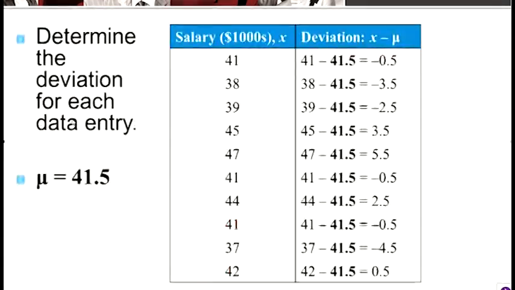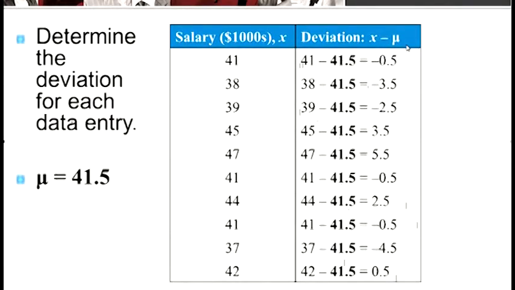And then the deviation for each data entry would be that individual value minus the mean, which gives a deviation, in this case, of negative 0.5, because the mean is more than that particular data value. So 41 minus 41.5 is a negative number. The next value was 38. 38 minus 41.5 is negative again, negative 3.5, and so on. You go down the whole list and you find the deviations from the mean.